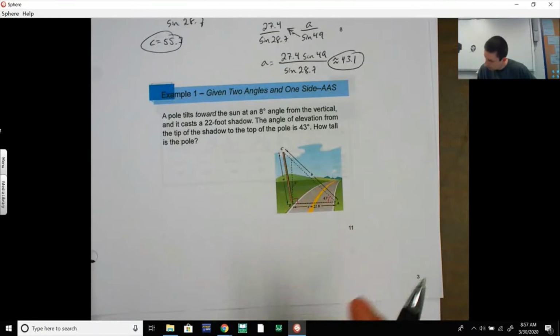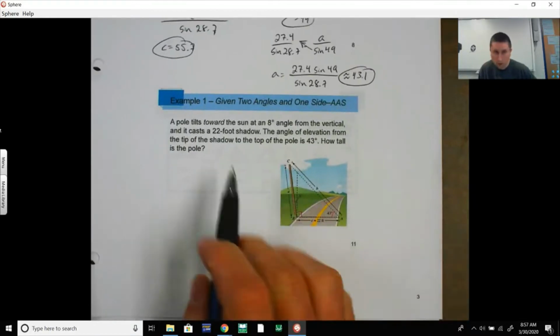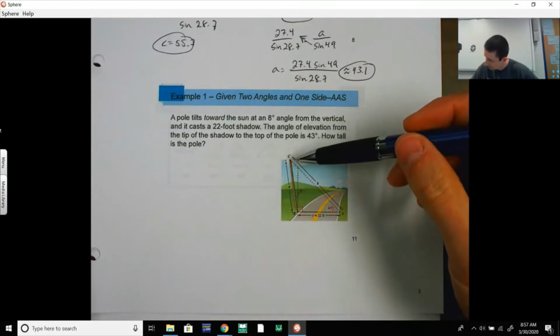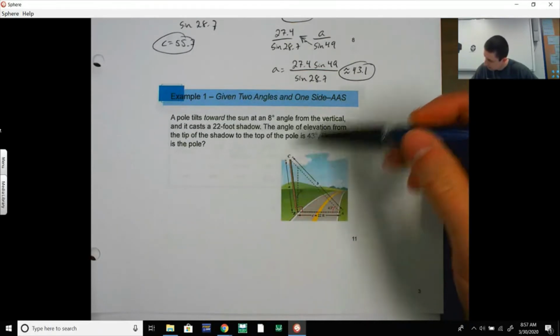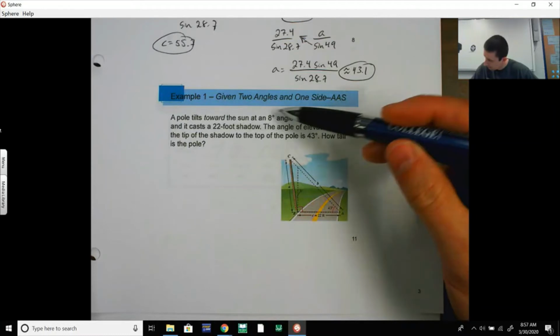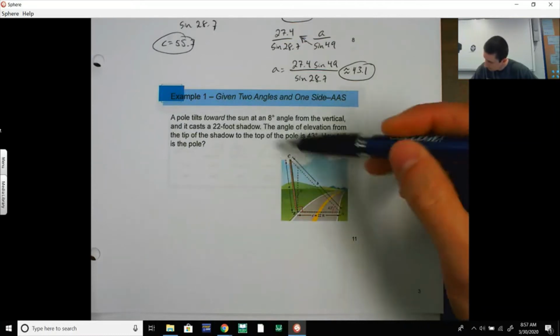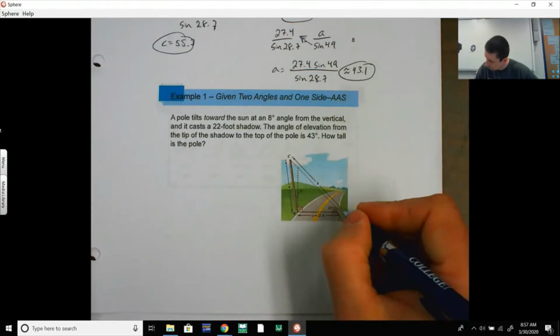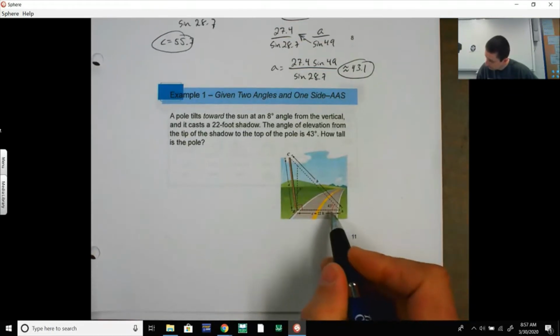Okay, another sort of word problem. We have a pole, looks like a utility pole, and now the common site is that it's leaning 8 degrees from the vertical, and it casts a 22-foot shadow. The angle of elevation from the tip of the shadow to the top of the pole is 43 degrees. So that's 43 degrees right in there. How tall is the pole?